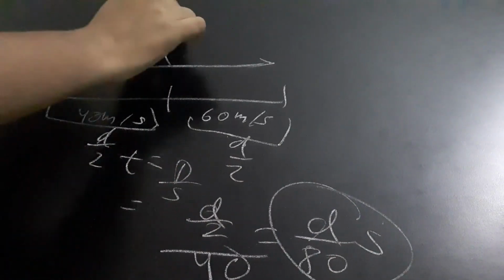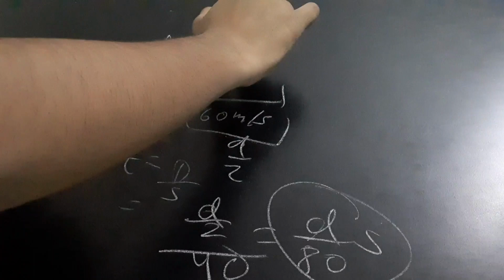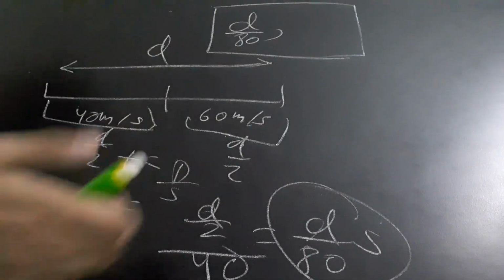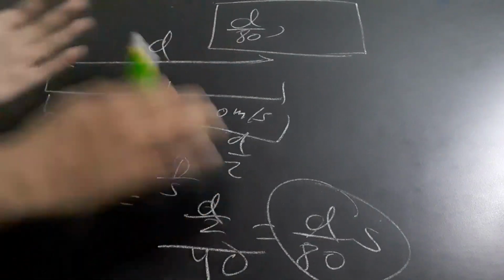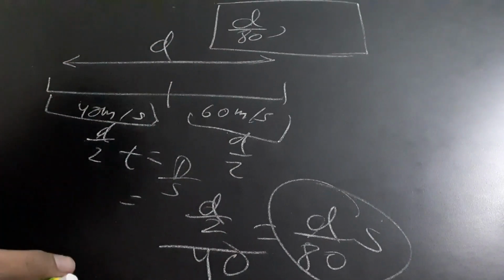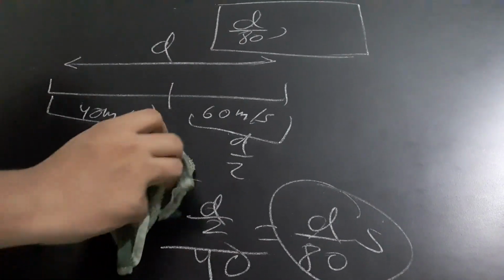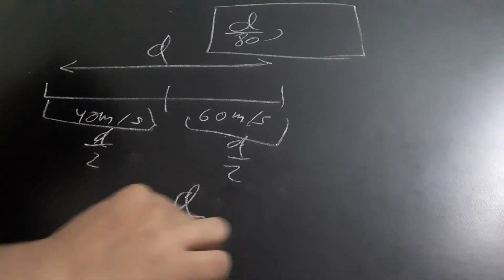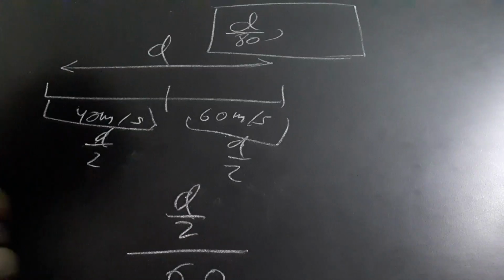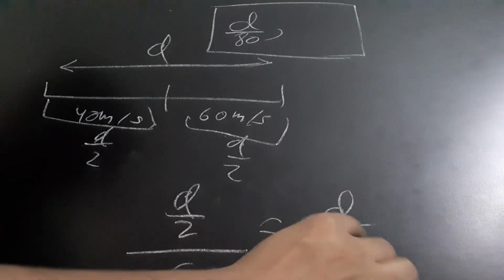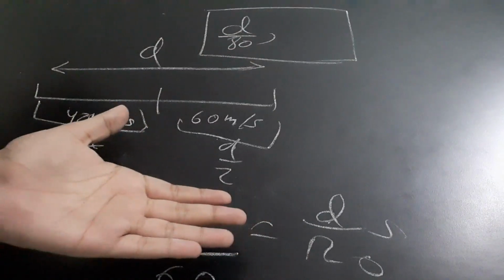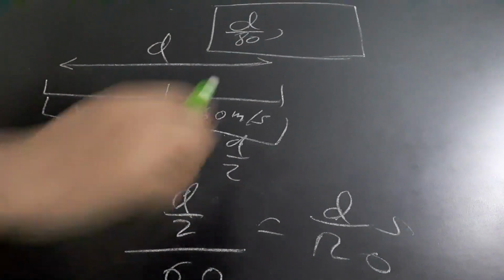It's right in here, somewhere where the camera can focus. So d by 80, these are our times. That is the time taken for the first half. Now on to the second half. For the second half, we get d by 2 by 60. We get d by 120 seconds.